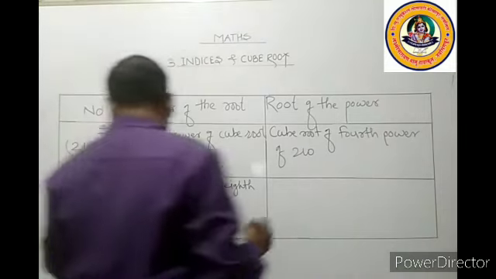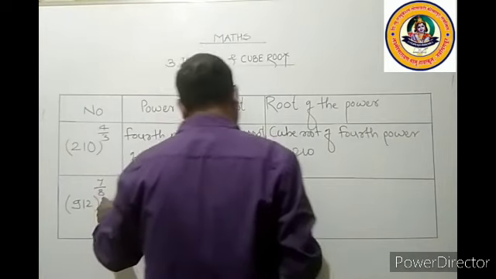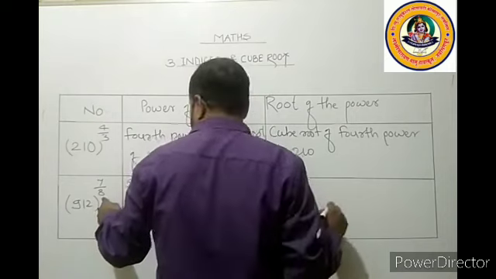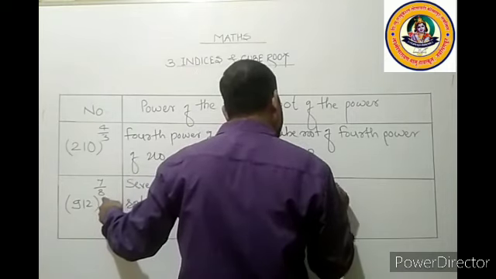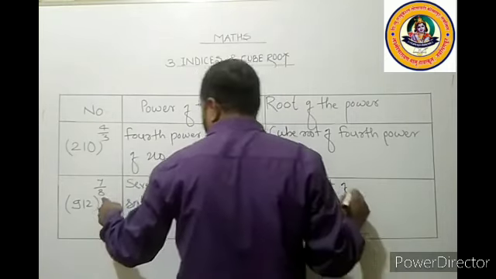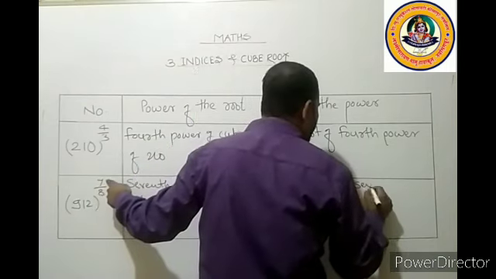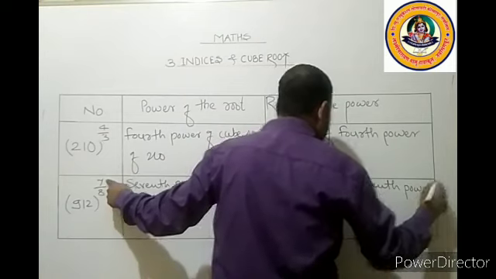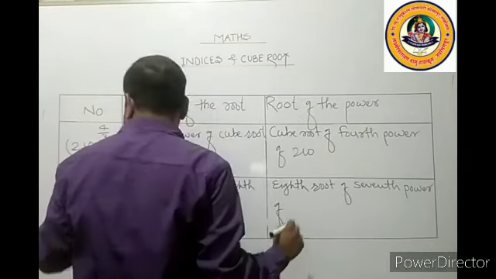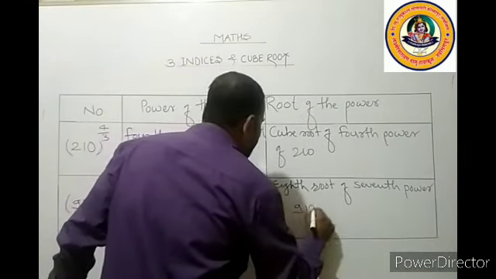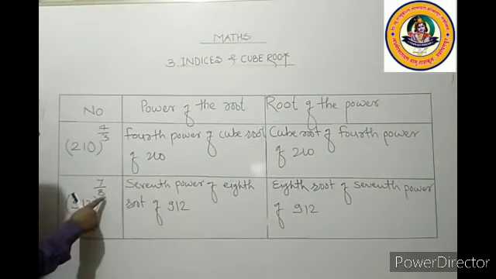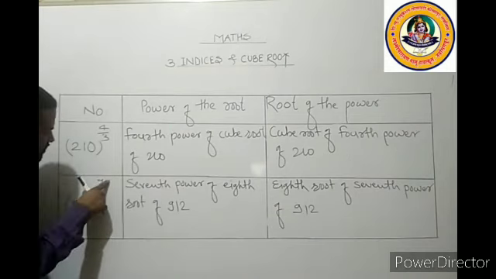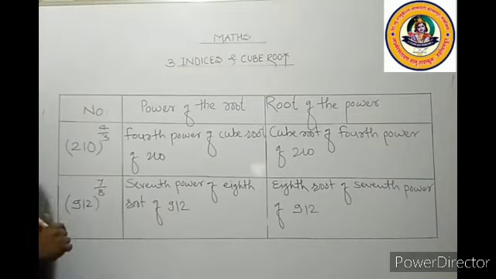Second method, start from the root. It's the 8th root of, what is the power? The 7th power of the base 912, that is the 8th root of the 7th power of 912.